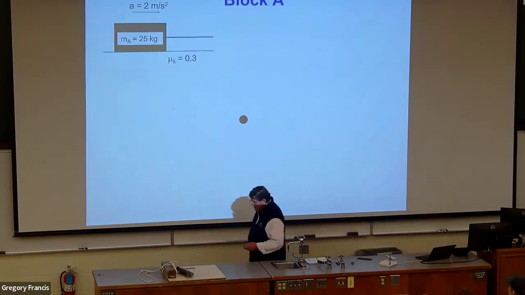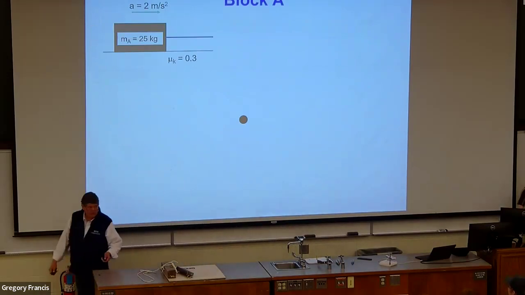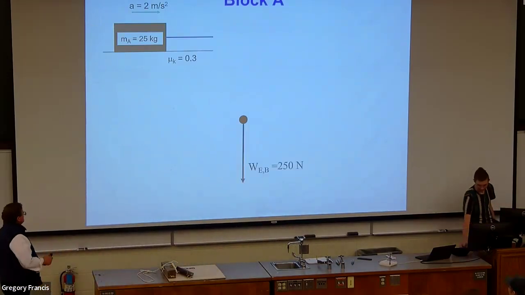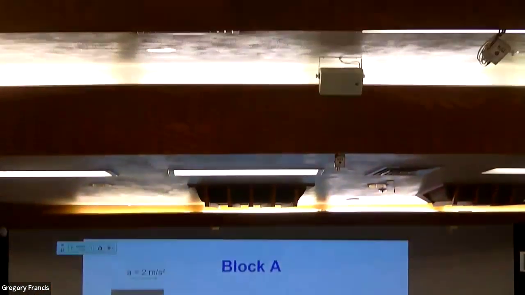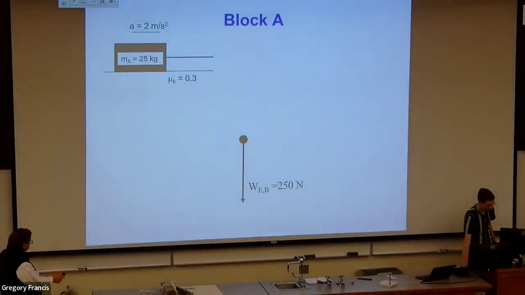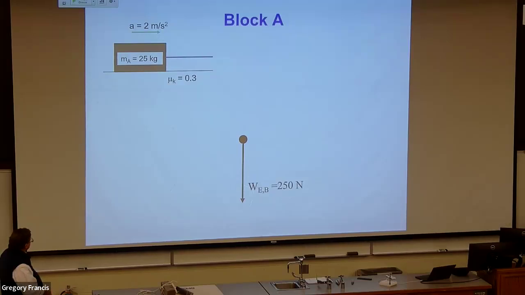Okay, let's draw a free body diagram. We're told that the mass of the block is 25 kilograms. That means the weight force is going to be 250 newtons. And we're told that we're pulling such that the acceleration of the block is 2 meters per second squared, and that the coefficient of kinetic friction between the floor and the block is 0.3.